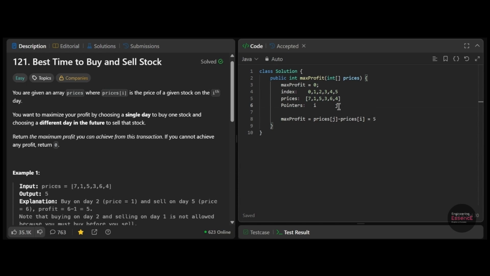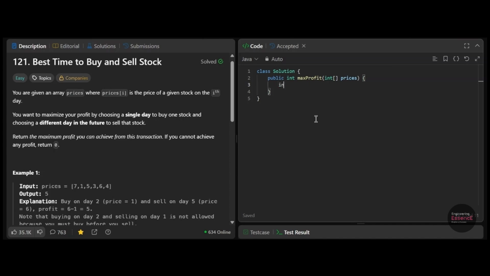So the iteration will move only till here, until j reaches the end of the array, and we will exit from here. This way we get the max profit as 5, which is the expected answer for this question. So yeah, this is the algorithm that we are going to follow. So guys, we are going to use the two pointer approach to solve this problem.